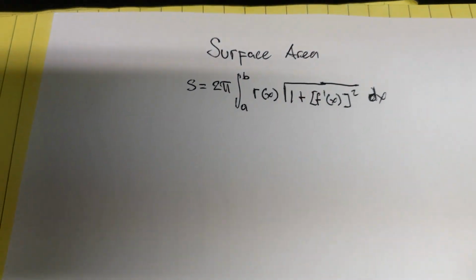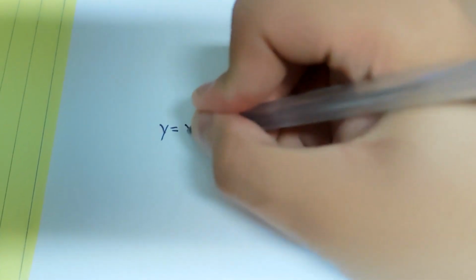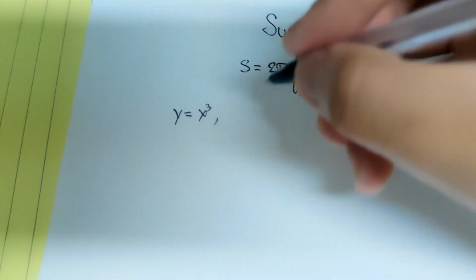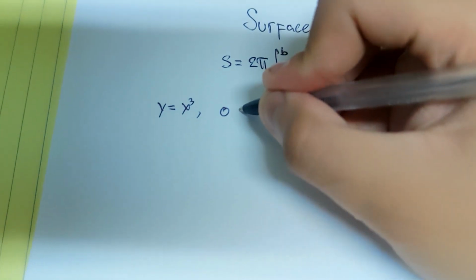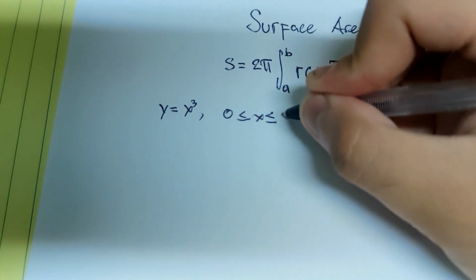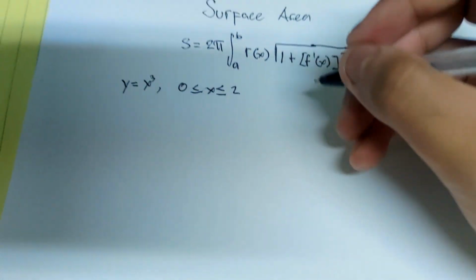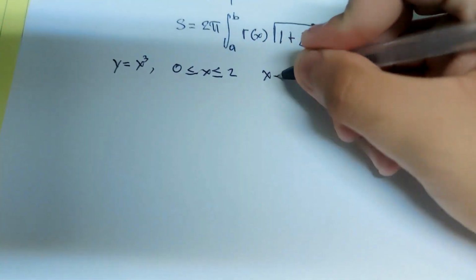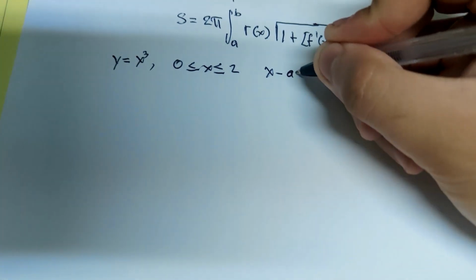So let's have our example here. We have y equals x raised to 3. Let's have our limits of 0 to 2, and it will be rotated about the x-axis.